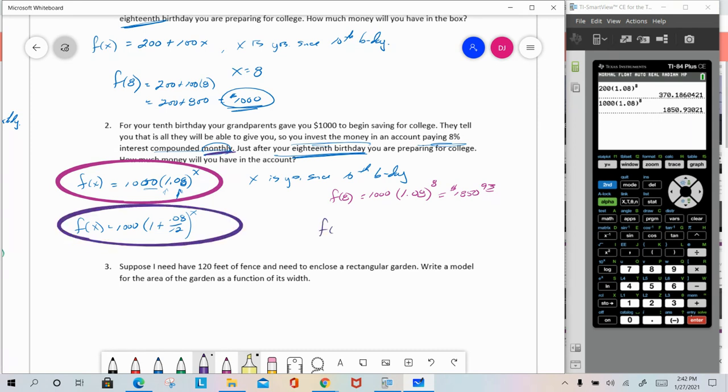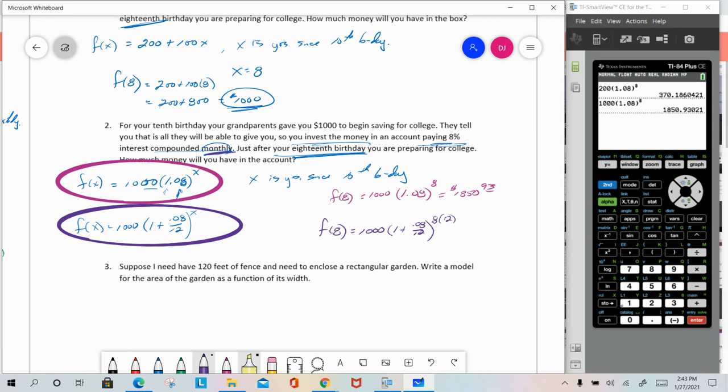And in that case, f of 8, right, 18th birthday, 8 years after my 10th birthday, is the original 1,000 times 1 plus 0.08 over 12, not to the 8th, okay? It's going to be the number of months because this is monthly. So that would be 8 times 12 because that would be 12 months. 8 years, 12 months per year is actually 96 months.